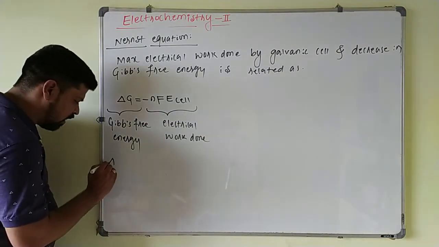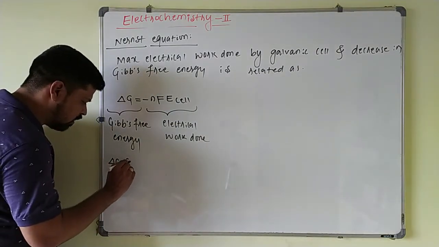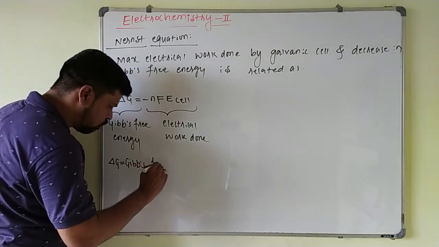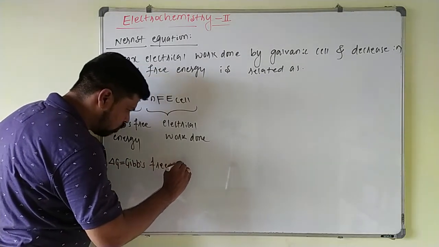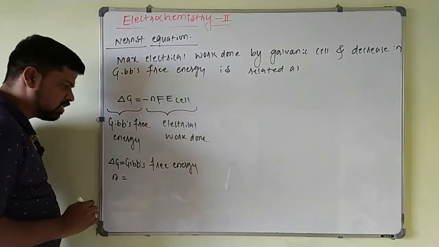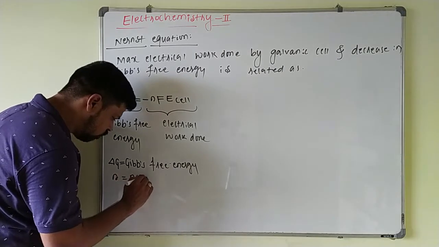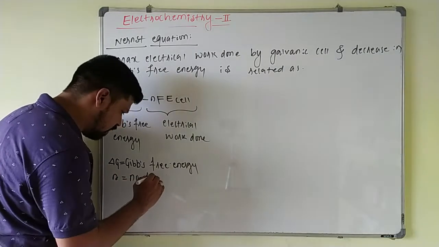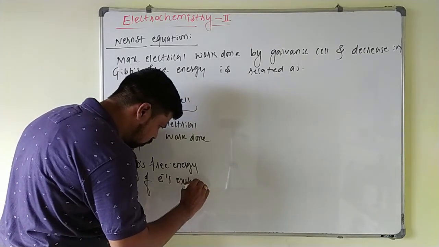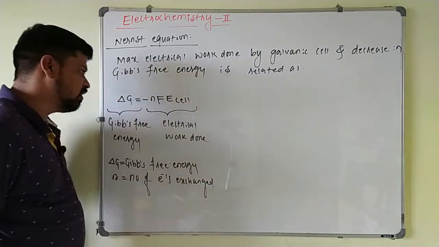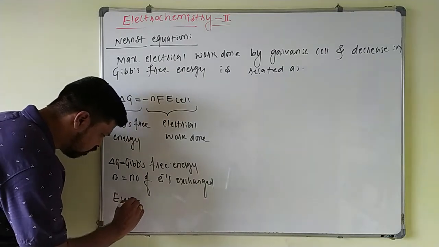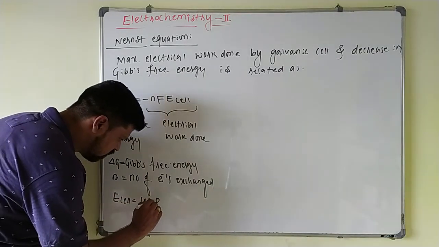Now delta G is what here? Gibbs free energy. n is the number of electrons exchanged. Next, E cell is nothing but cell potential.